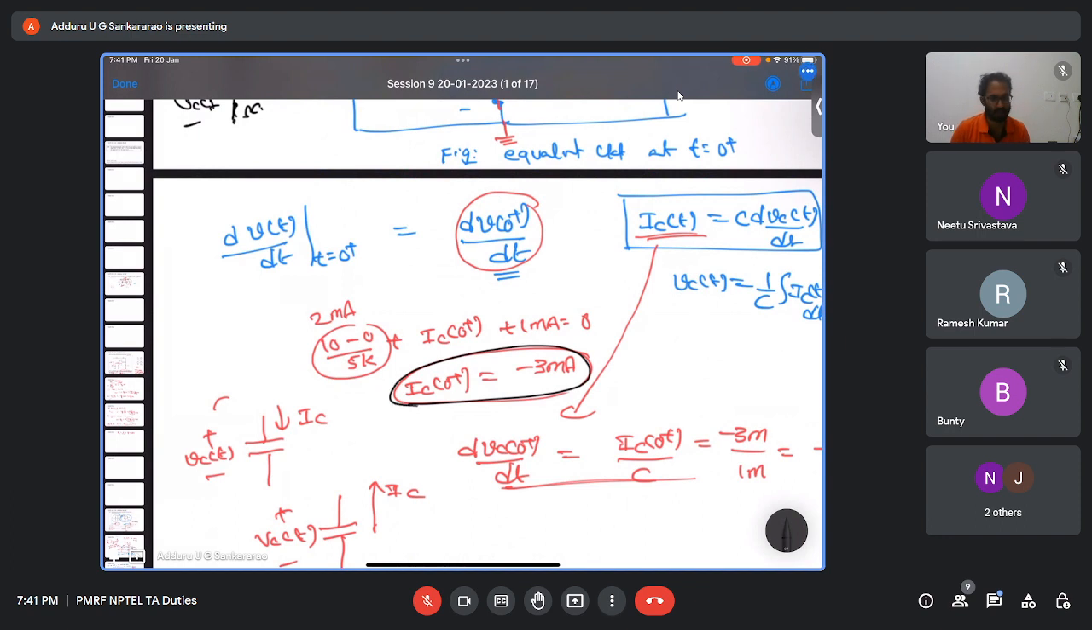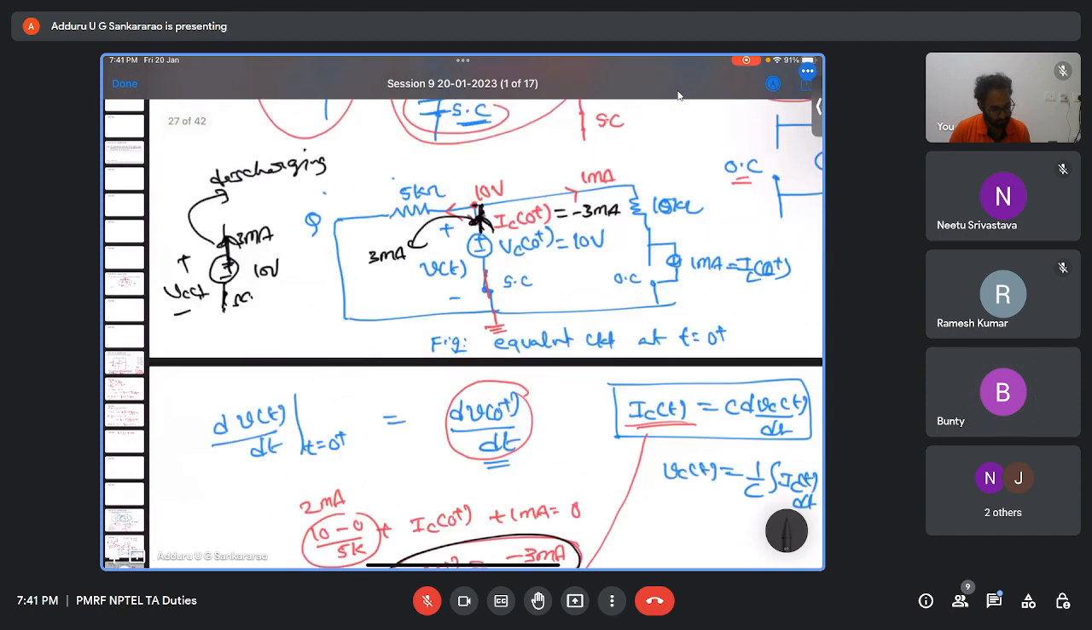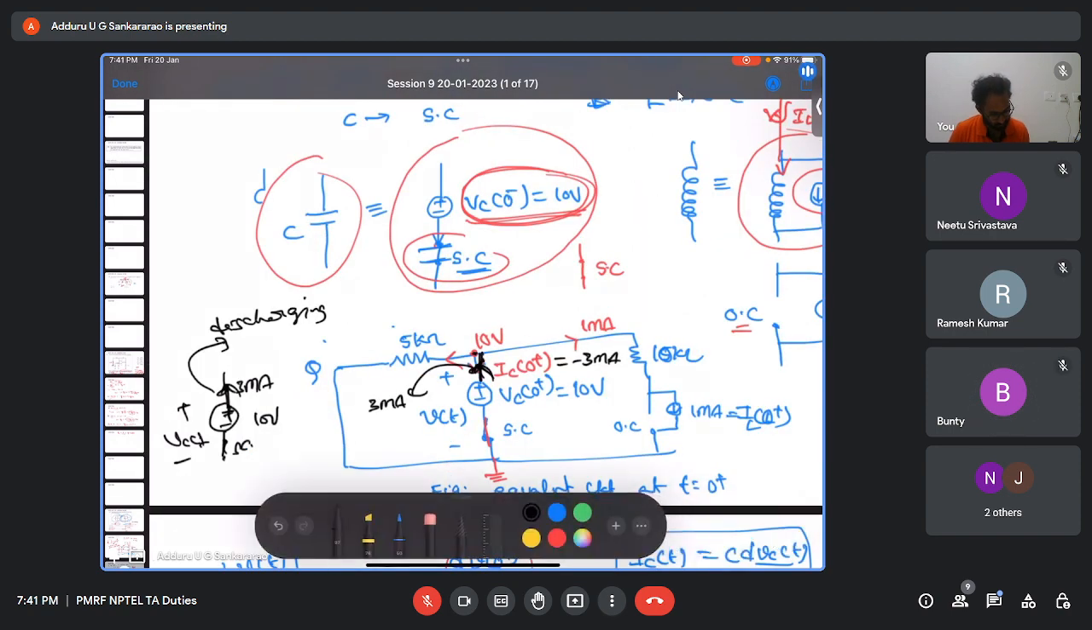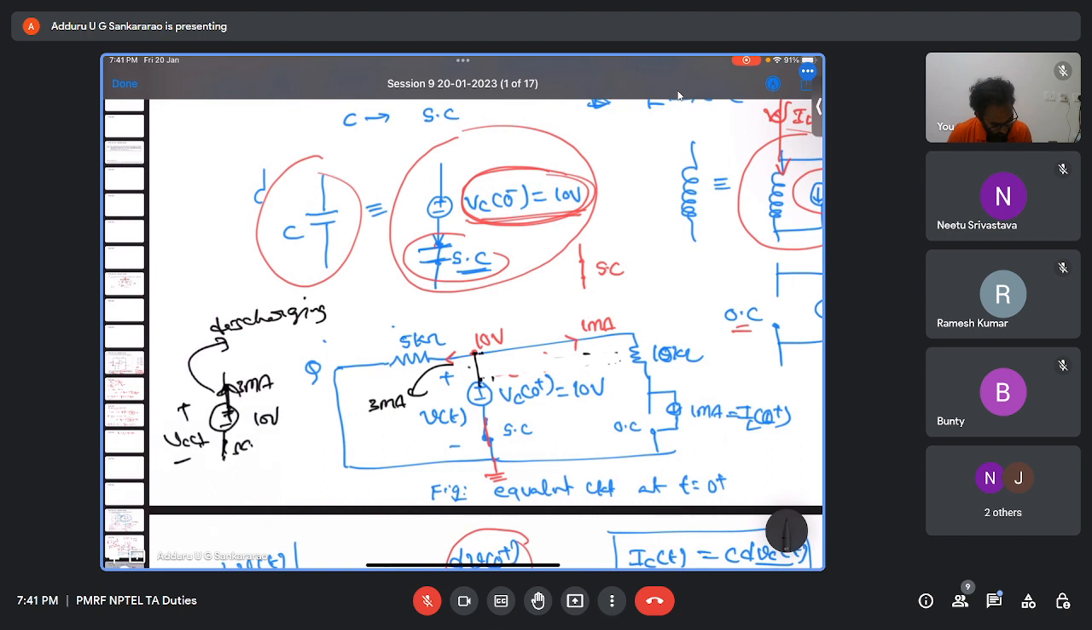Is that okay? Yes. That means, see, what we assumed here, we assumed IC of 0 plus is in this direction. After calculating, we got minus 3 milliamps. Minus 3 milliamps downward means plus 3 milliamps upward, right? Yes or no? Yes, sir. That is the direction of current through the capacitor: upwards.